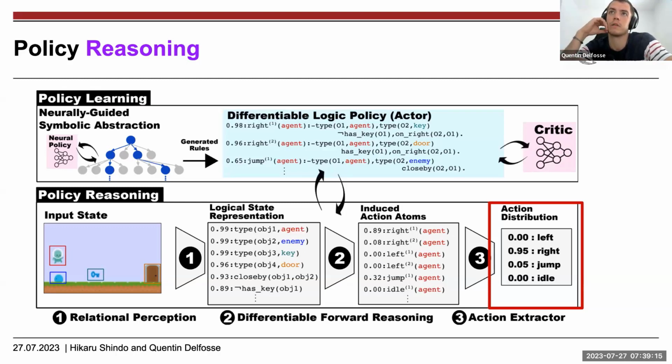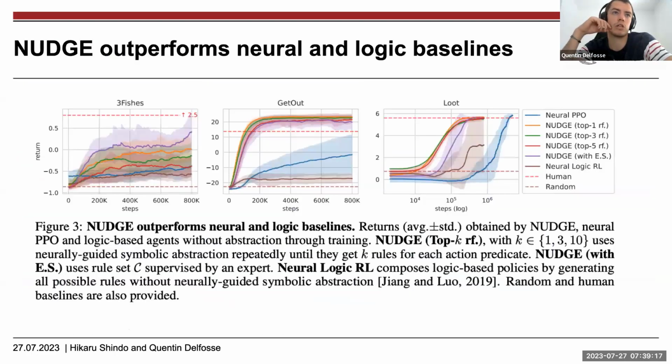If we go back to the evaluation, I don't know if you have any other question. We also have the human and random baselines.